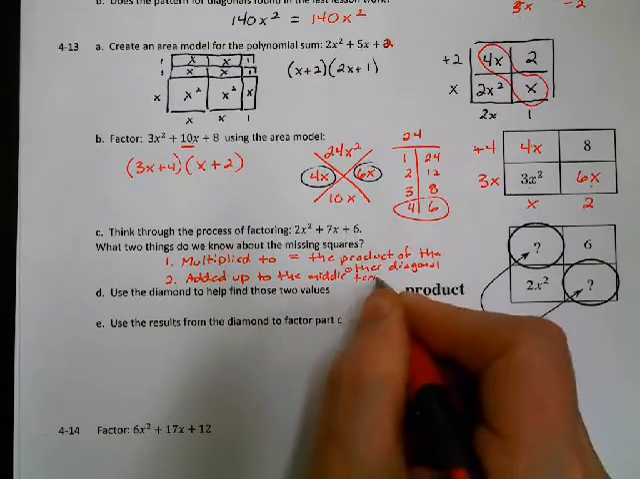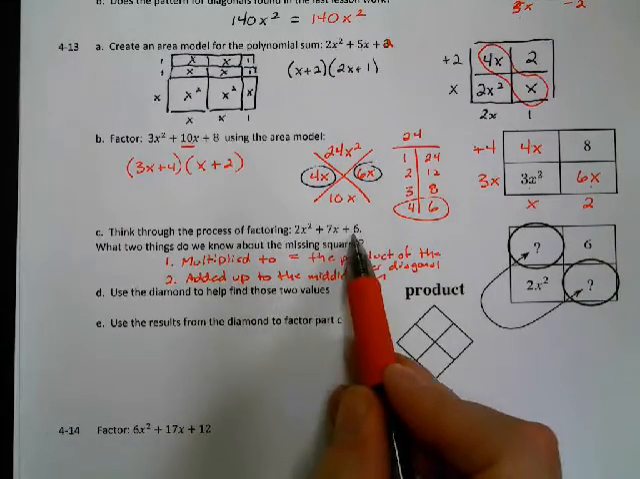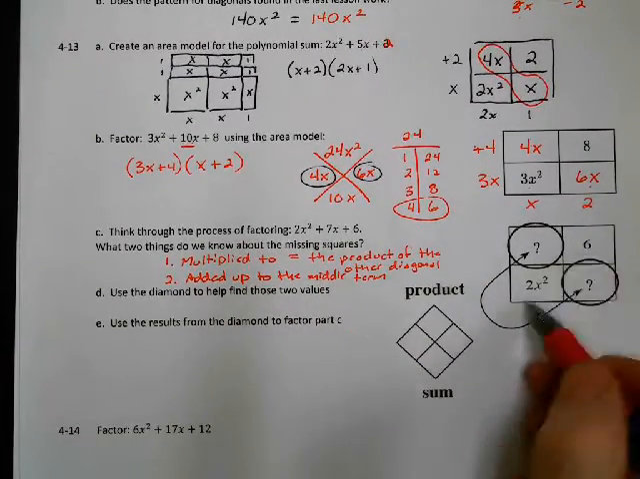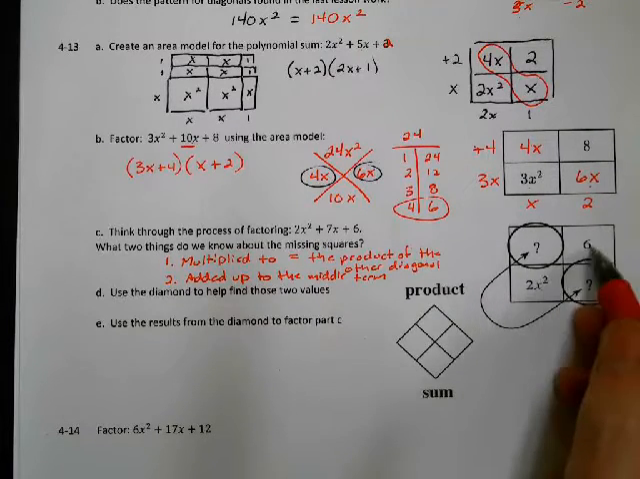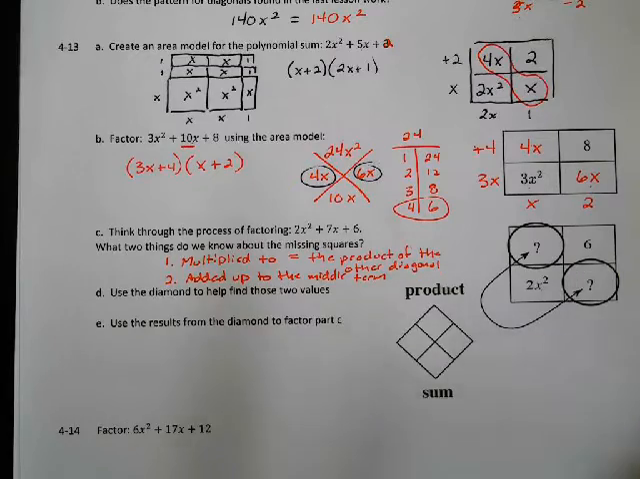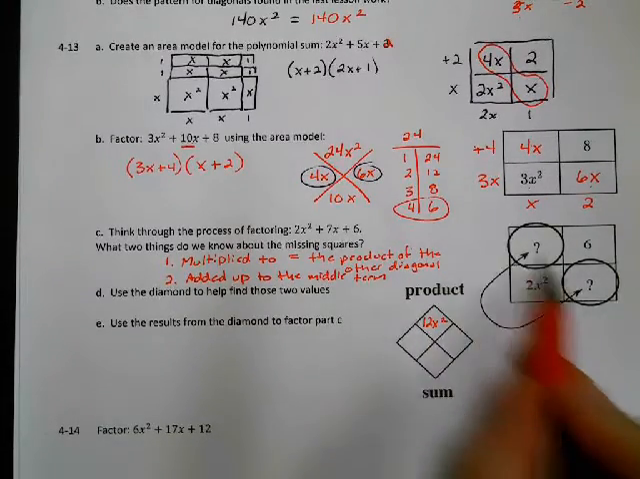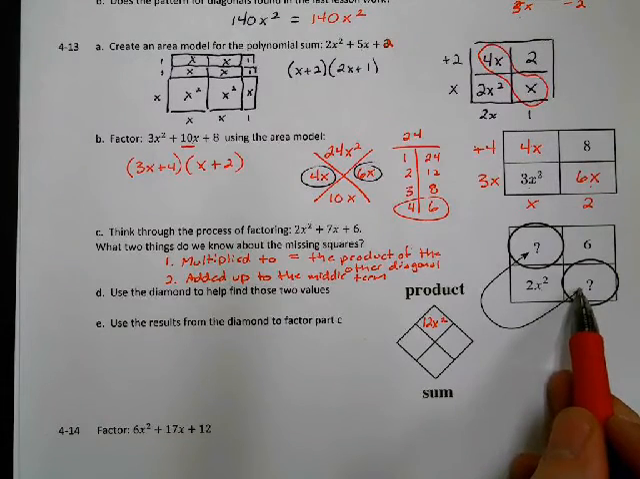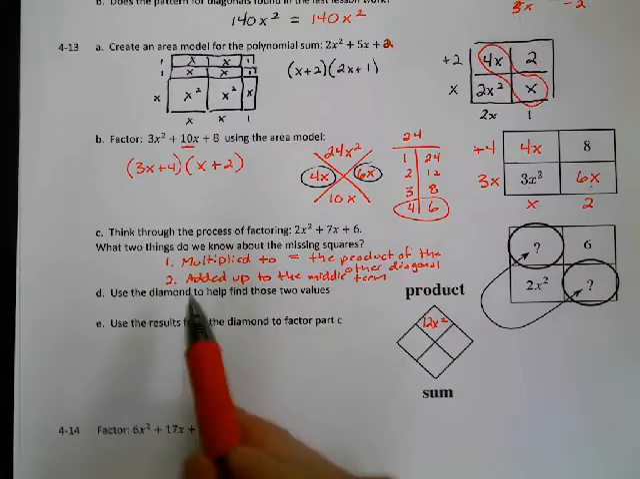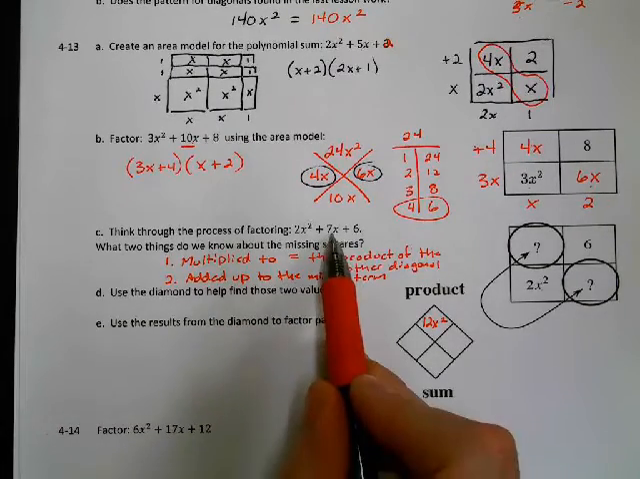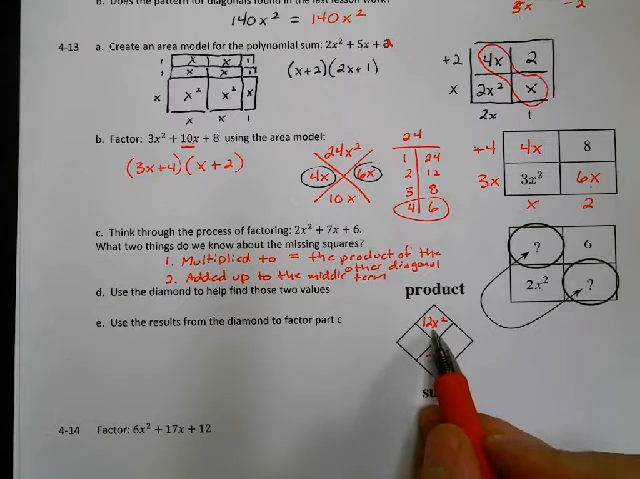All right, so if we're doing 2x squared plus 7x plus 6, I've got 2x squared and 6 here. When I multiply those two together, 2x squared times 6, that is 12x squared. Now, these two numbers should multiply to give us 12x squared because the diagonals, when you multiply them, they equal each other. The second thing that I know is they added up to the middle term, so they should add up to 7x. So what numbers multiply to give us 12x squared but add to give us 7x?